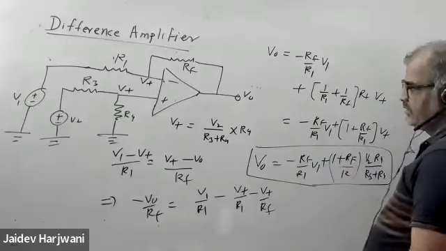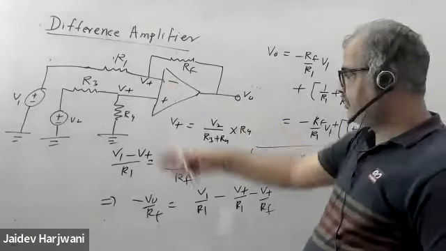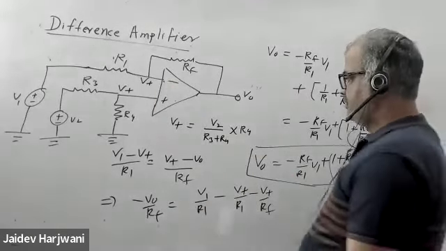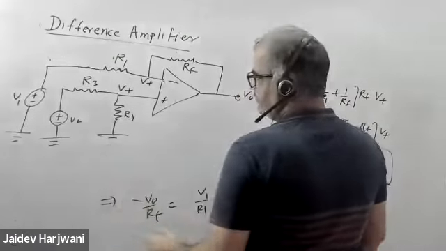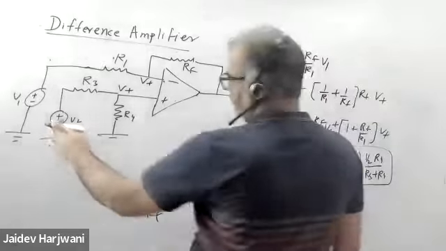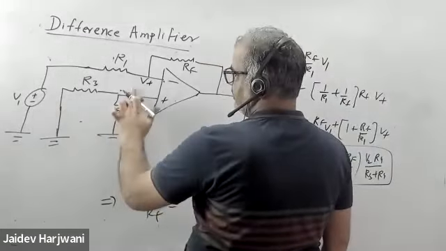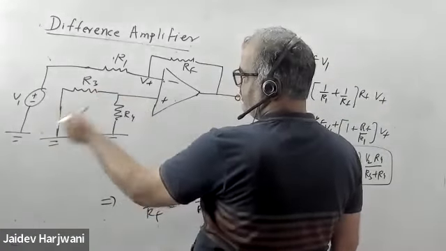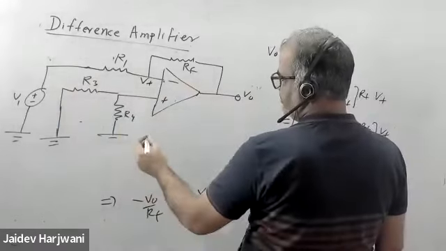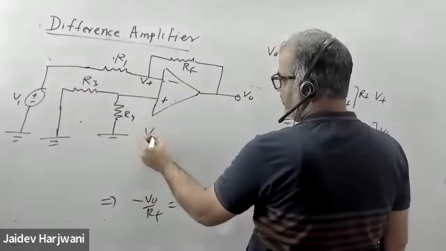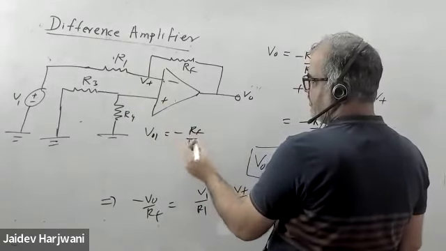So this is the formula. Okay, now you can do this same problem using superposition principle also. In superposition principle, if I want to calculate the effect of this source, I'll make this one 0. Now here no voltage is there. So if I want to calculate because of this one, V01 will simply be an inverting amplifier: minus RF by R1 into V1.